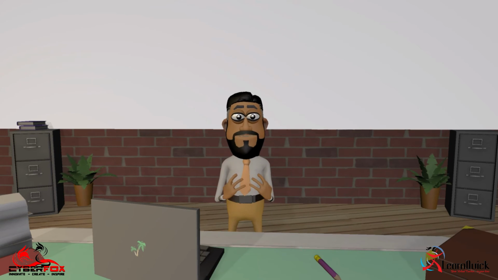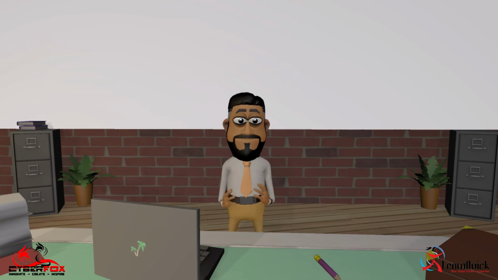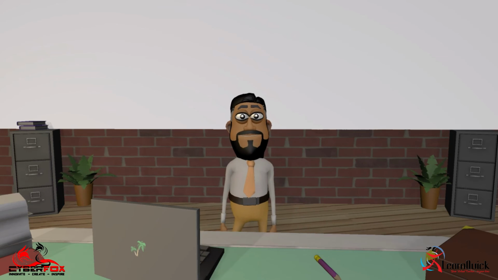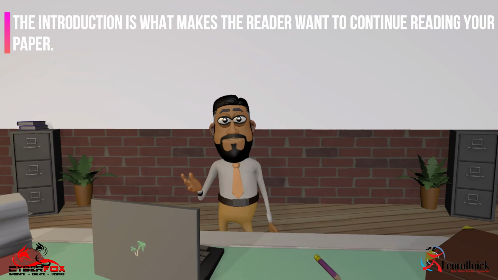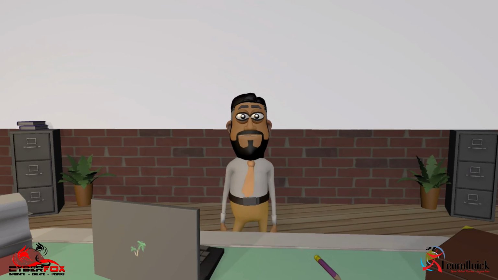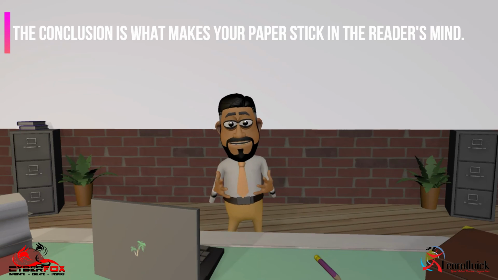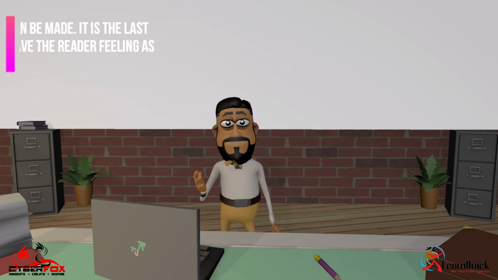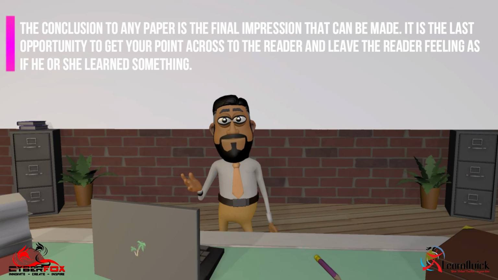First and last impressions are important in any part of life, especially in writing. The introduction is what makes the reader want to continue reading your paper. The conclusion is what makes your paper stick in the reader's mind. The conclusion to any paper is the final impression that can be made. It is the last opportunity to get your point across to the reader and leave the reader feeling as if he or she learned something.